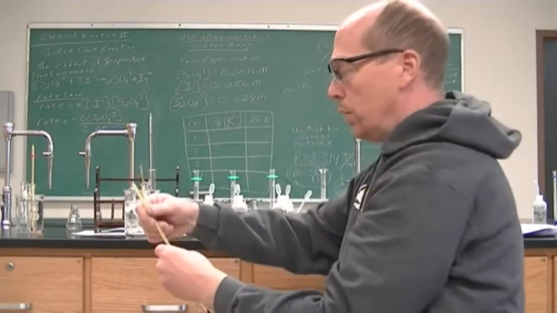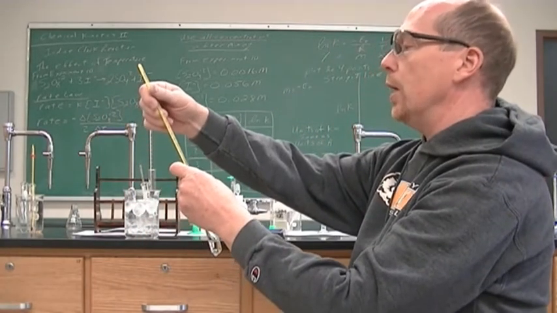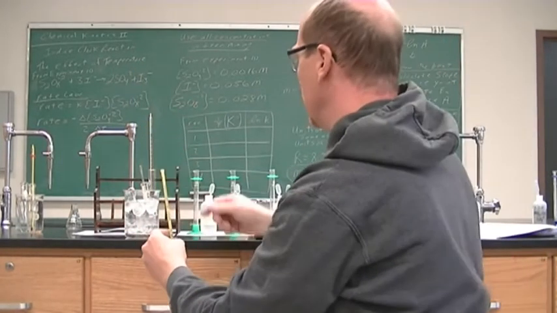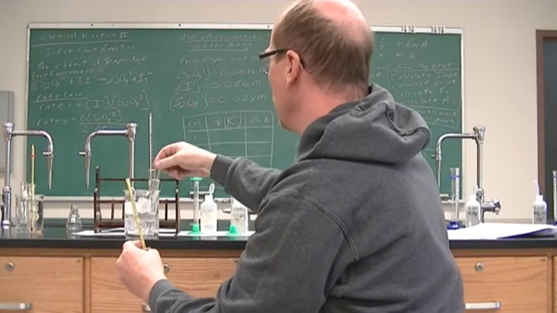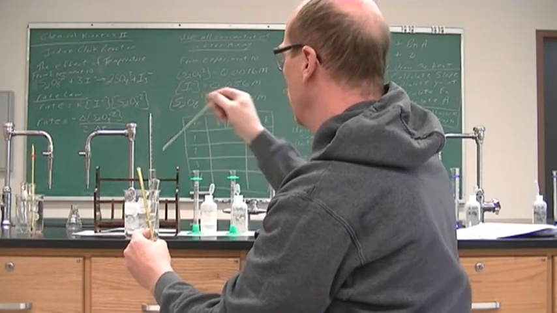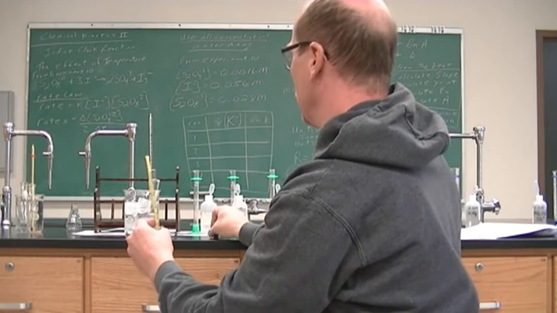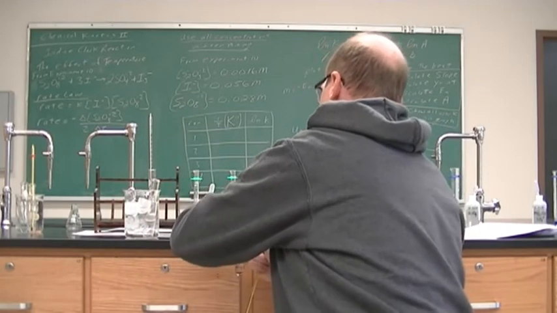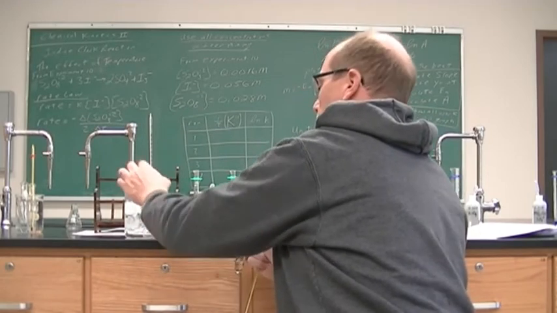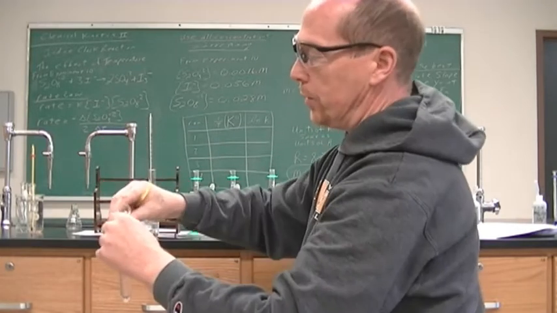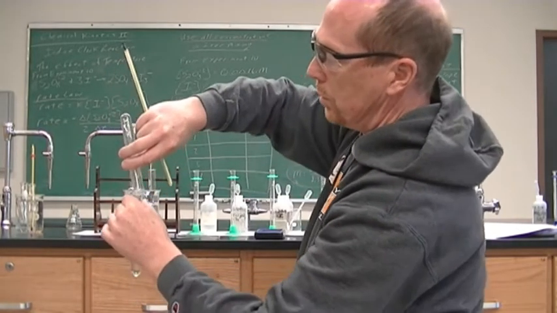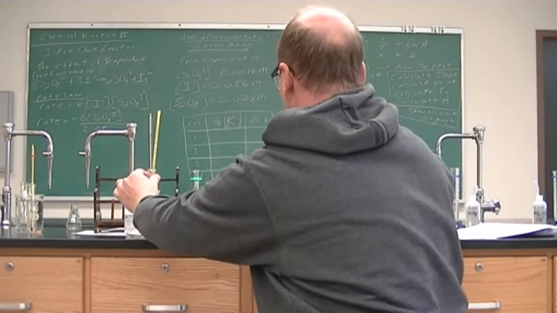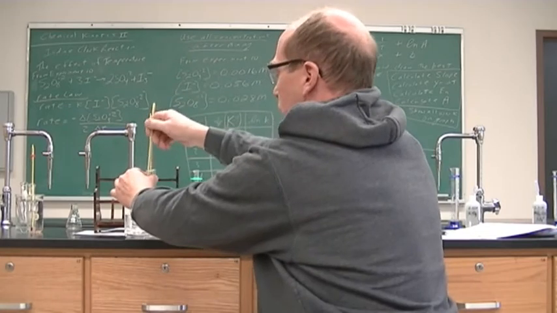And so we have a temperature of 2.0 degrees Celsius. And so now I'm going to mix the two. Get ready with my timer here. All right, I'm going to mix the two. I'm going to start the timer. And I'm going to mix it for the first minute.